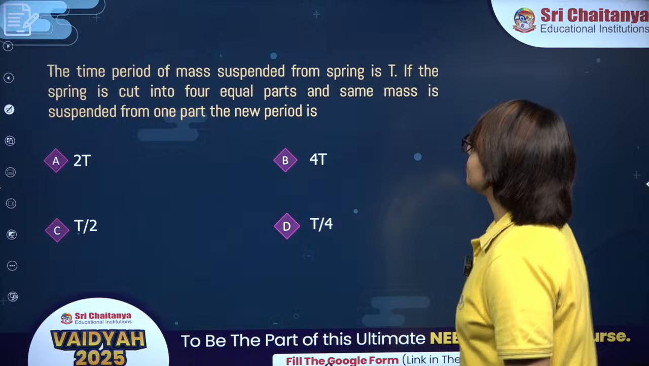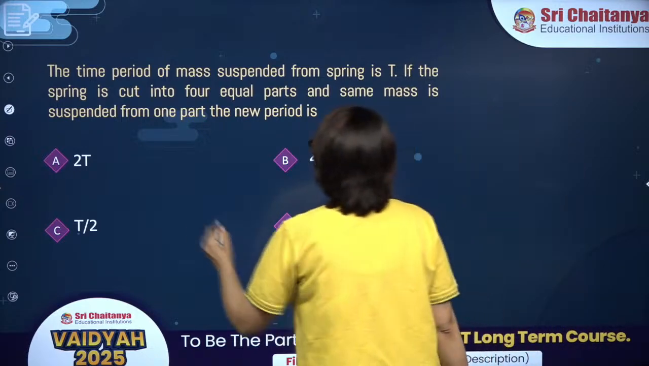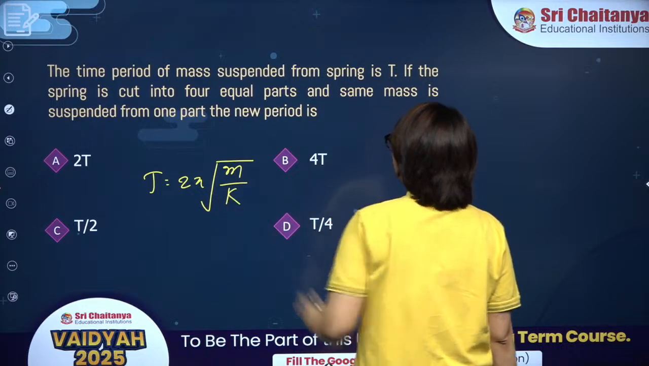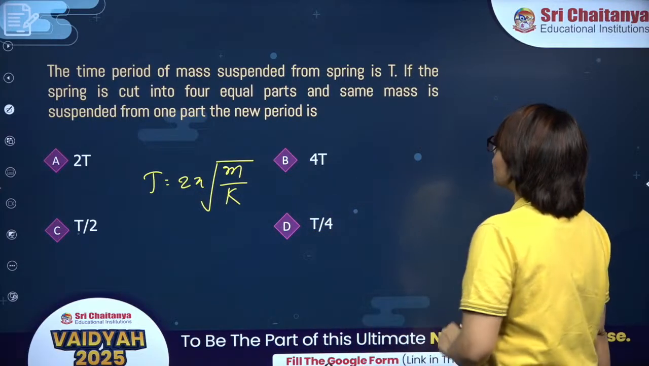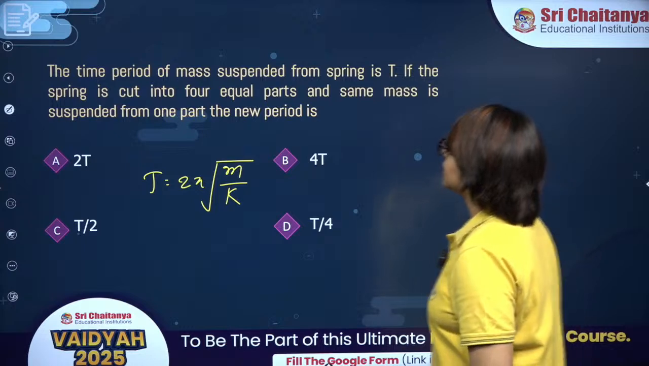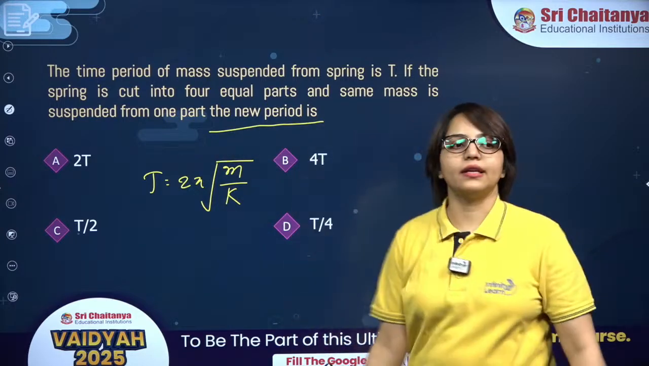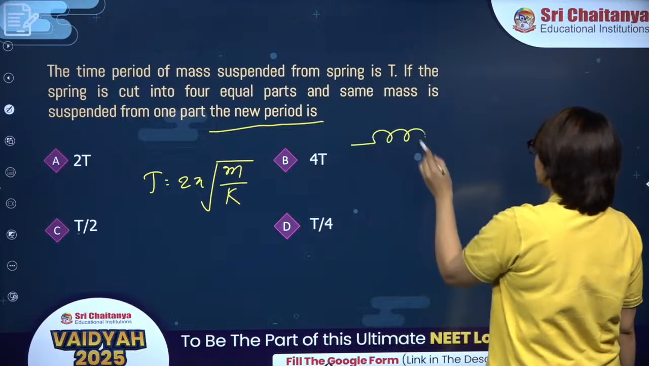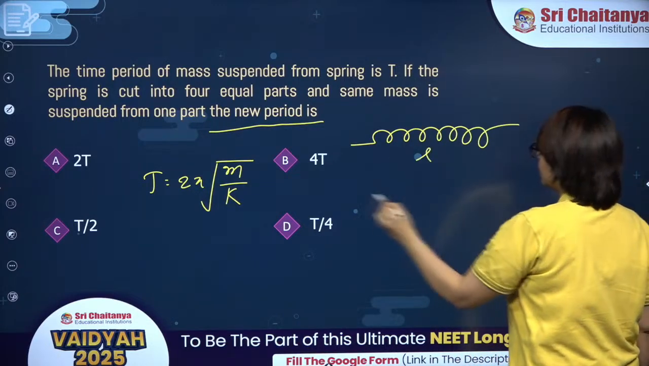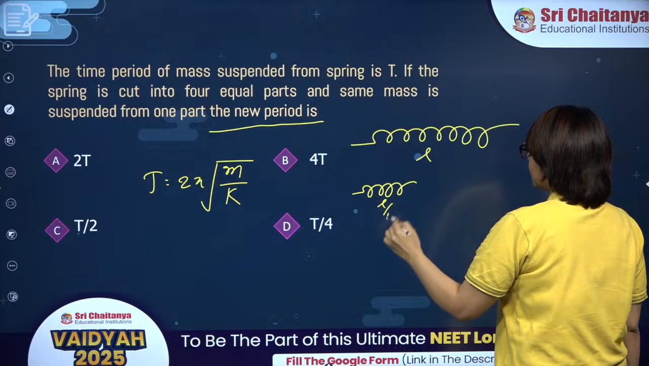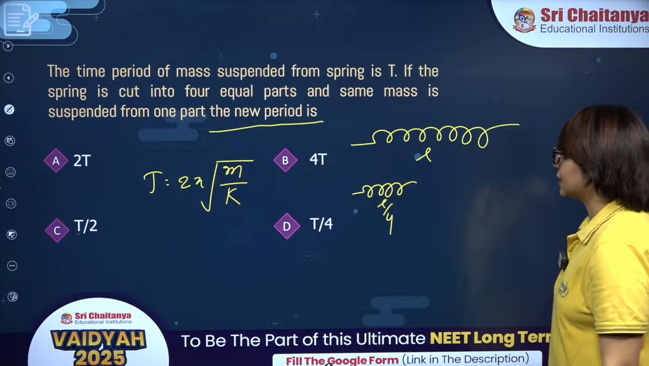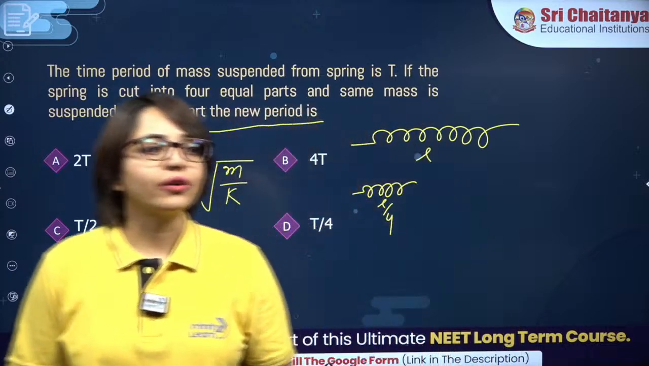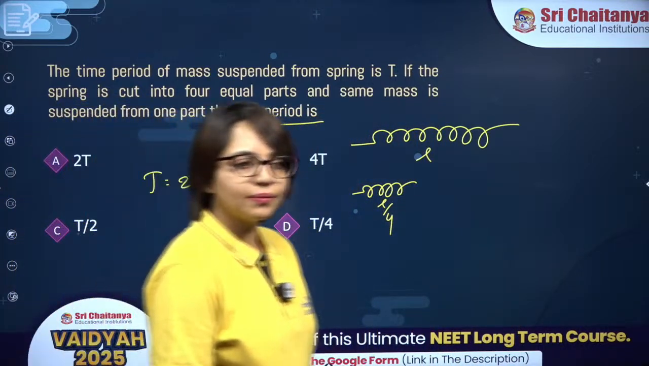The time period of a mass suspended from a spring is T. If the spring is cut into 4 equal parts and the same mass is suspended from one part, the new period is? So now we have a spring of 1/4 of the length. Whatever length we had earlier, we are using 1/4 of the length only to suspend the same mass. Then what should be the new time period of oscillation? Try this one everyone.